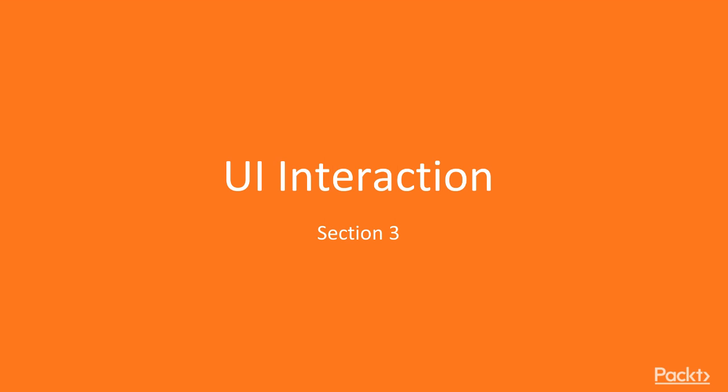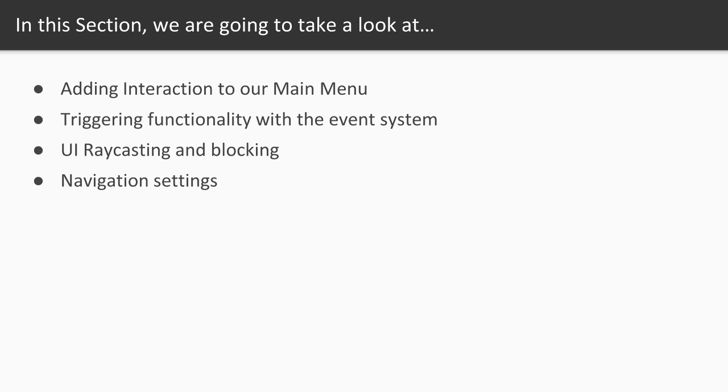Hey there! Welcome back to Section 3 of Developing Your First Canvas, UI Interaction. In this section, we're going to look at adding interaction to our main menu, triggering functions with the event system, UI raycasting and blocking raycasts, and navigation settings.